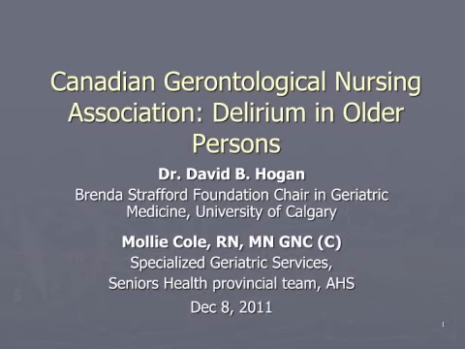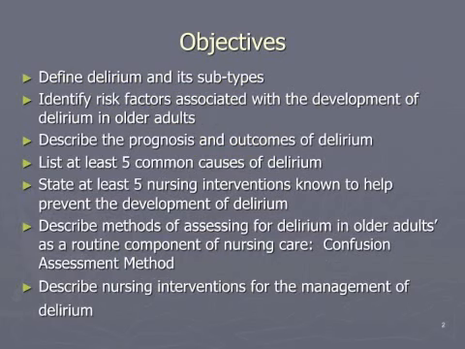Welcome. I'll start off, and then Molly will be doing the second half of this presentation. So the 7 objectives for the morning are listed: to define delirium and the subtypes, to look at risk factors for development of delirium in older adults, talk about the prognosis and outcomes, list common causes of delirium, and then talk about nursing interventions to help prevent the development of delirium, talk about methods of assessing for delirium in older adults, and hopefully incorporate that as a routine part of your nursing care.